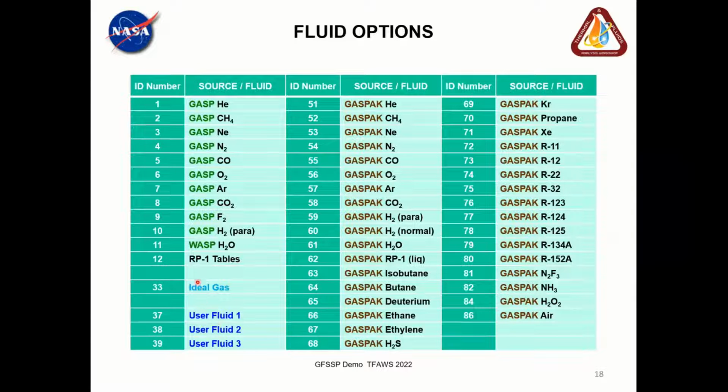If you do not have your fluid in the GFSSP library, you have an option to provide the fluid properties in the form of a table. So there are three additional fluids which you can add in the library if you want. And GASPAK, which is the commercial code, the precursor of REFPROP developed at NIST, is also integrated, and it has many of the refrigerants.